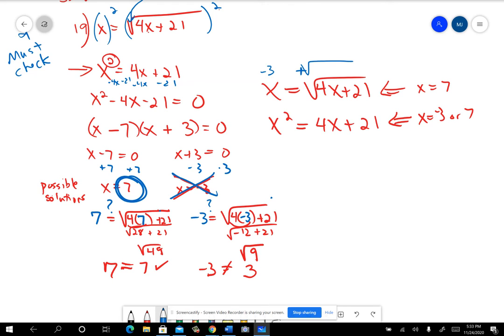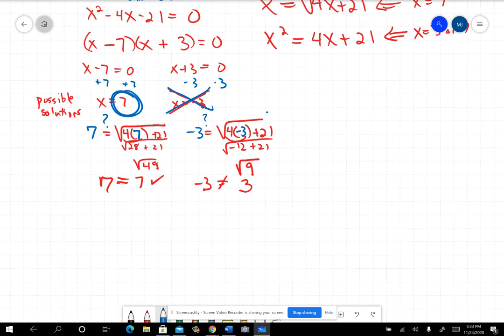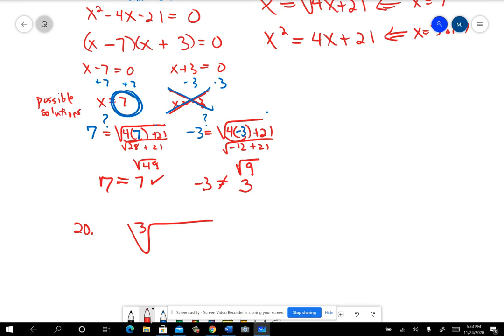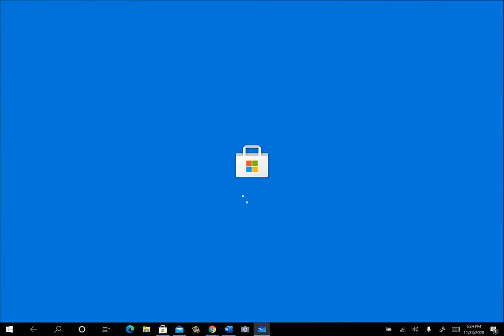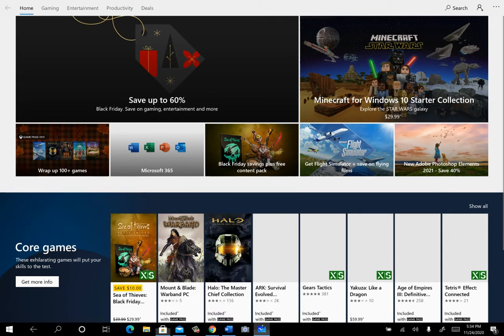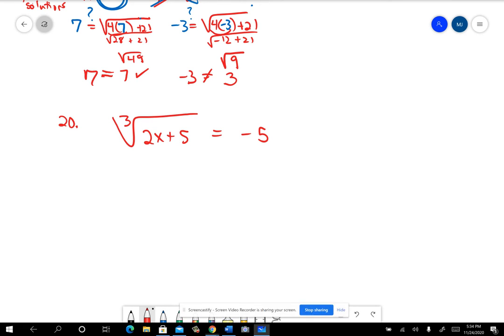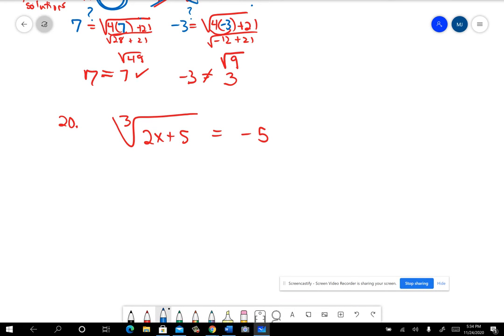All right, let's check number 20. All right, so on question number 20, what did we have there? We had cube root, and it was cube root of 2x plus 5 equals -5. All right, so it's the same concept. I'm just going to move that out of the way. It's just we had a cube root. So to undo that, we need to cube.